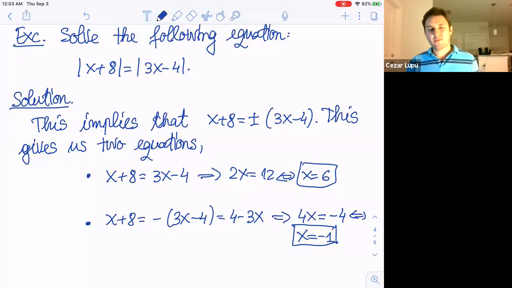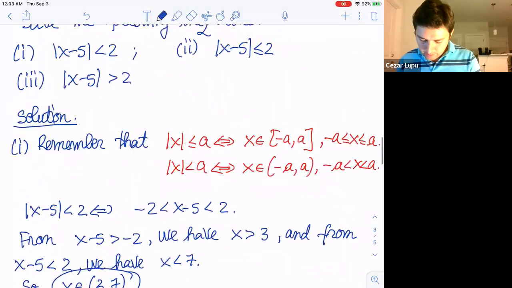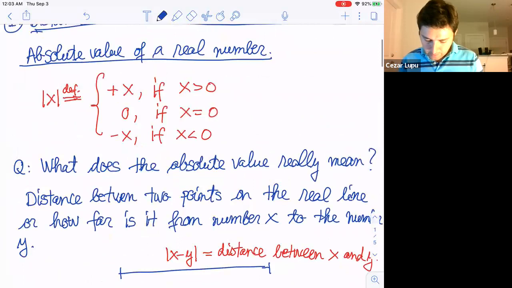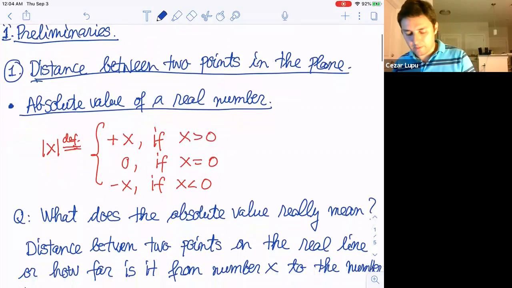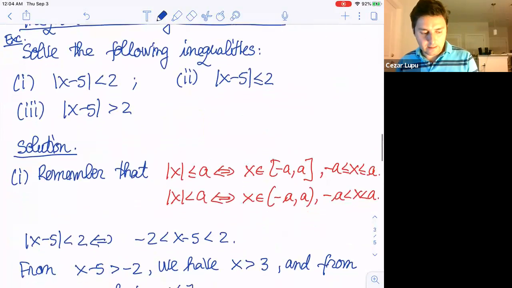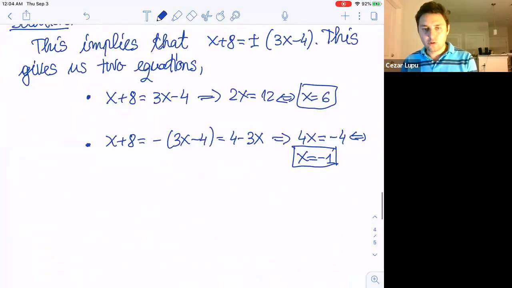There are plenty of other examples in the notes. Now I want to veer towards something else. So I said this is the absolute value of a real number. And we have seen how we measure the distance between two points, but both of them are on the same line, right?